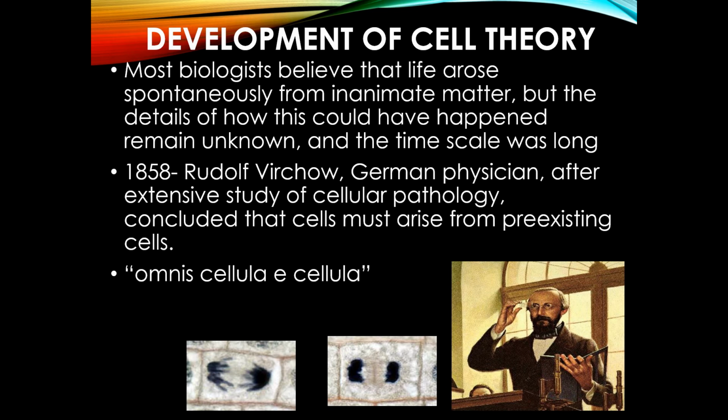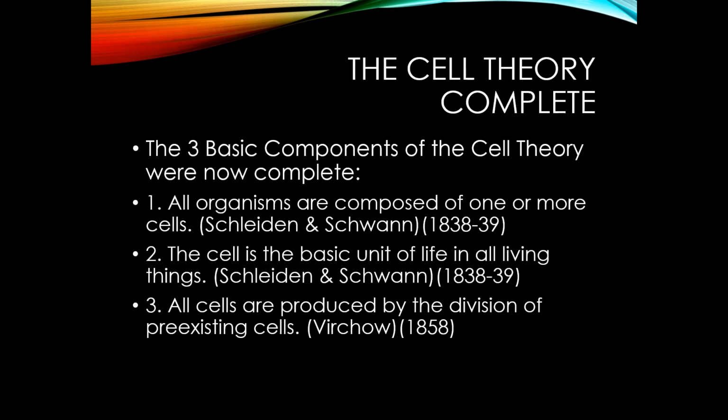Then in 1858, Rudolf Virchow, a German physician studying cellular pathology, after extensive study concluded that cells must arise from pre-existing cells, and he gave a very popular phrase, omnis cellula e cellula, that cells arise from cells which are already existing. So all these scientists' findings made the cell theory.